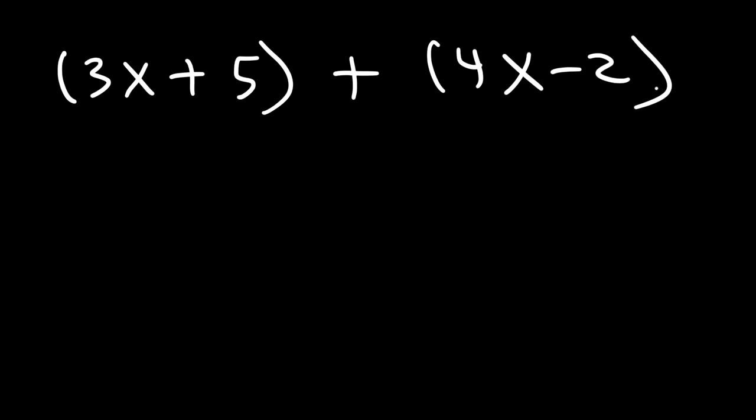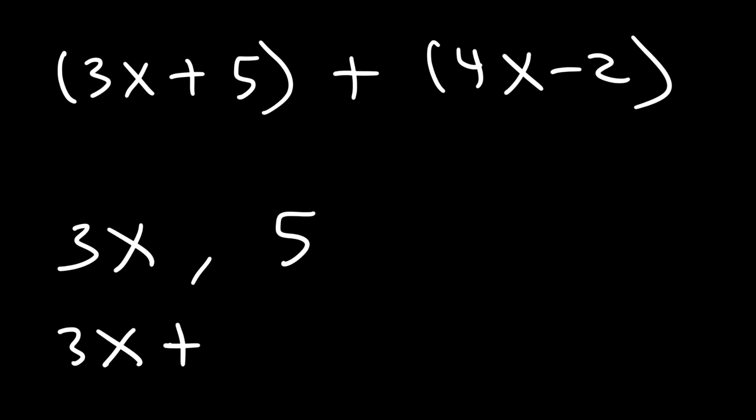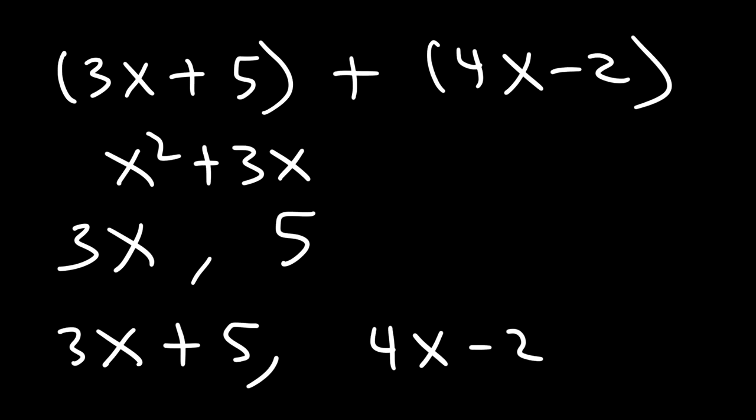So we're adding two binomials. A monomial is simply one term. So 3x is a monomial, 5 is a monomial. But put together, like 3x plus 5, it becomes a binomial. 4x minus 2, that's a binomial. x squared plus 3x minus 8, that's three terms, so that's a trinomial. 3 is for tri.